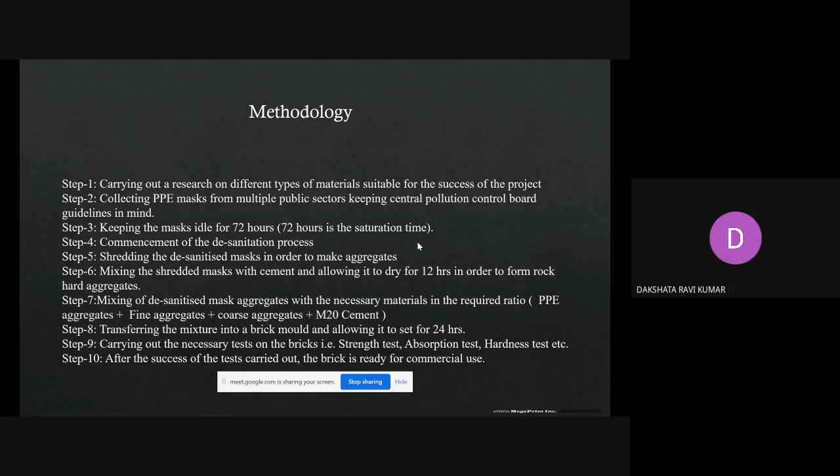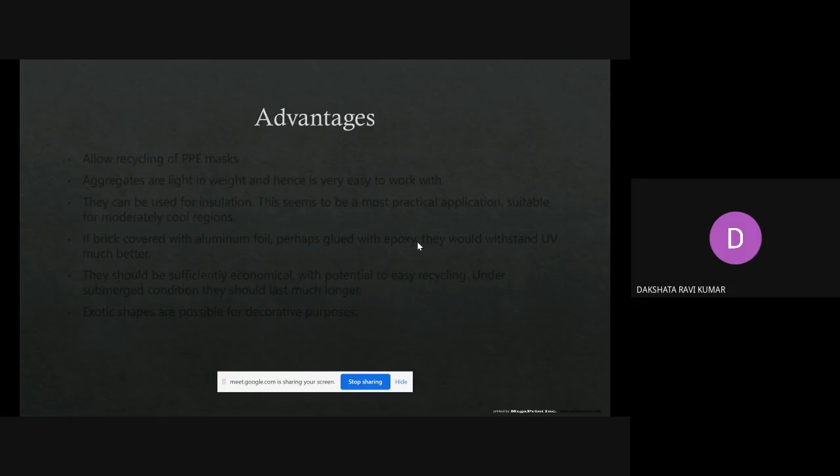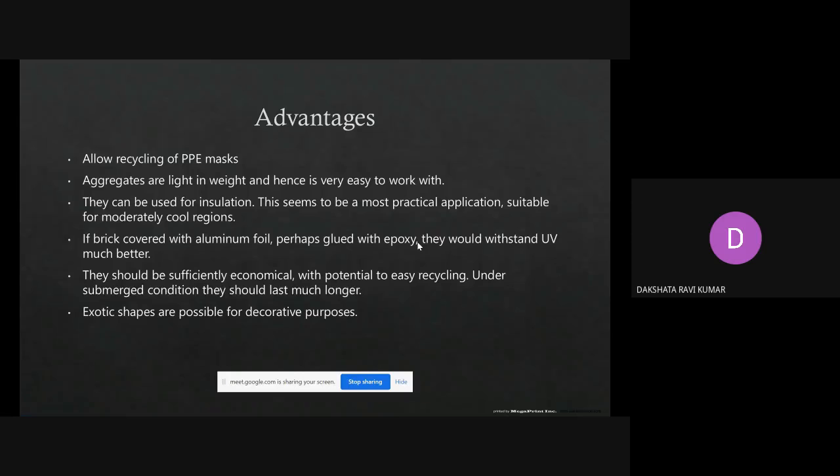And here I have a few advantages of this project. The first one is allowing recycling of PPE masks, which was our main idea behind the project. The aggregates are light in weight and hence very easy to work with, so not just in making bricks, they can be used in other parts of the construction field itself. And then they can be used for insulation. This seems to be the most practical application, suitable for moderately cool regions. They have high insulation, so they can be used in cooler regions.